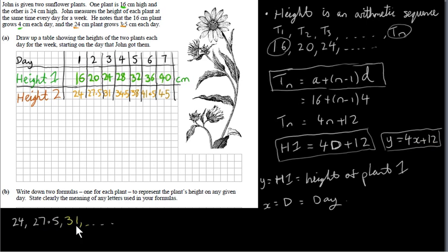Now we do exactly the same for the height of the other plant. That's also an arithmetic sequence. The first term is 24, the difference d is 3.5. So to get the nth term, we have Tn equals a plus n minus 1 d. A here is 24 plus n minus 1 times d, where d is 3.5. So we get 3.5n, and we have plus 24 minus 3.5. What's that? That's 20.5, I think.